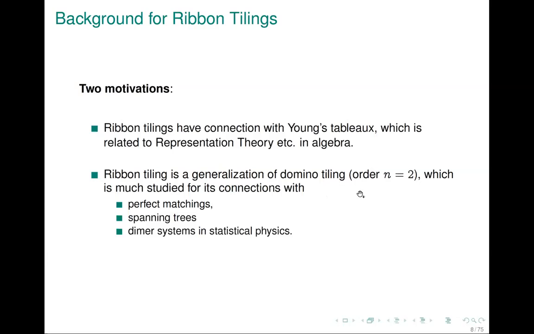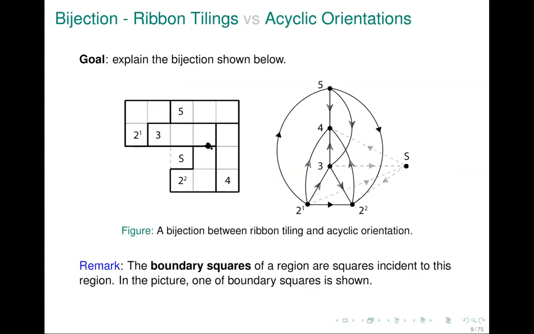So next part, the goal is to explain the bijection shown in this picture. On the left, you see it's a ribbon tiling. On the right is an acyclic orientation. So this S, we call it boundary squares. Here I just pick one as an example. In principle, we have many boundary squares, outside the region but incident to the boundary of the region. So I only pick one, otherwise the plot will be too messy.